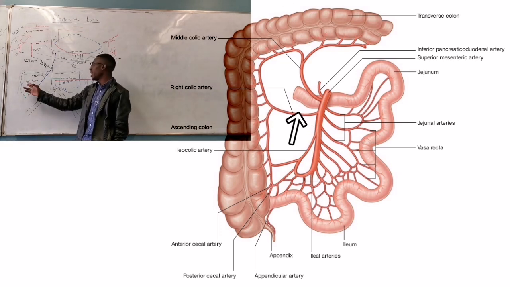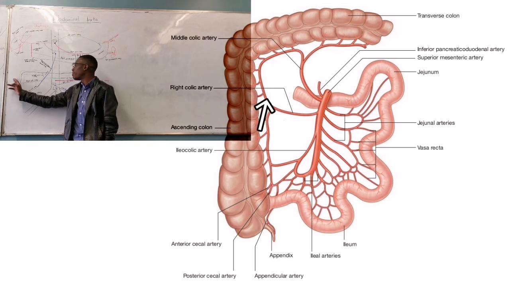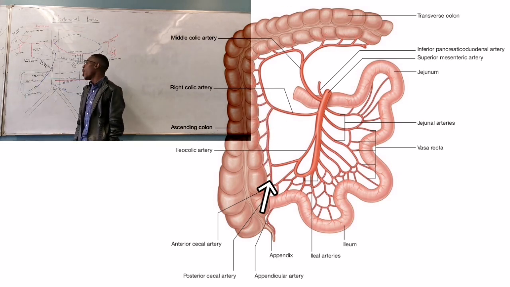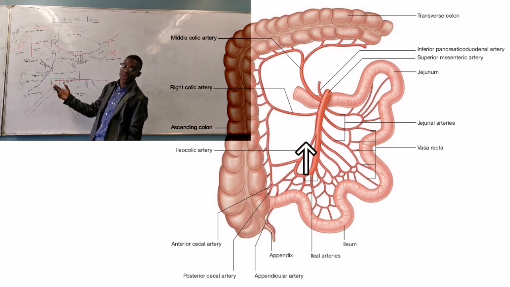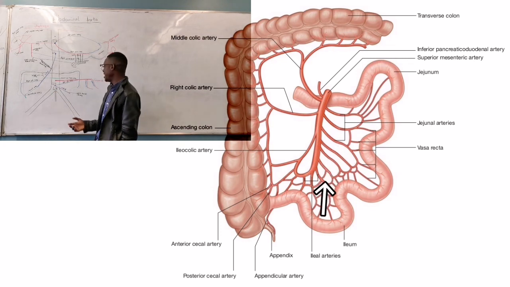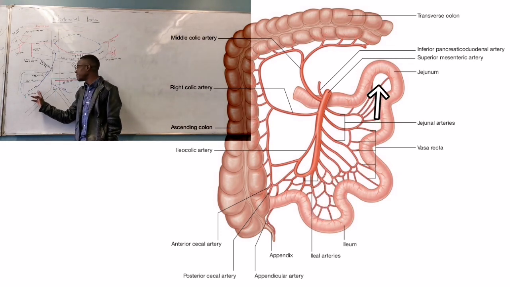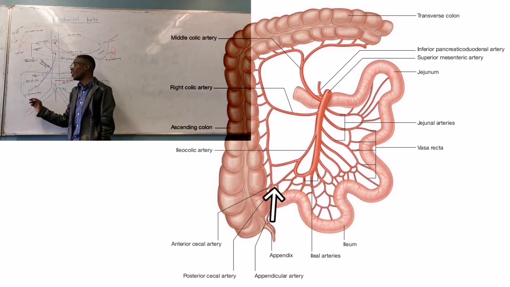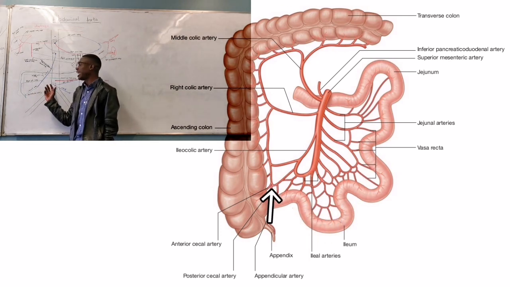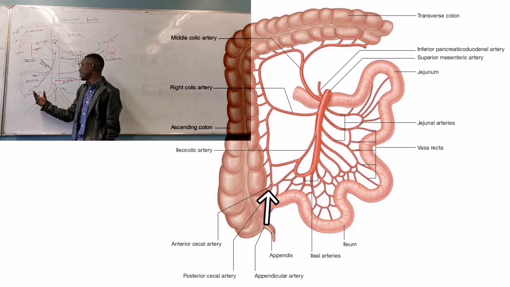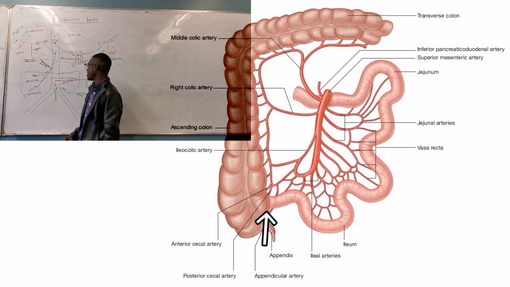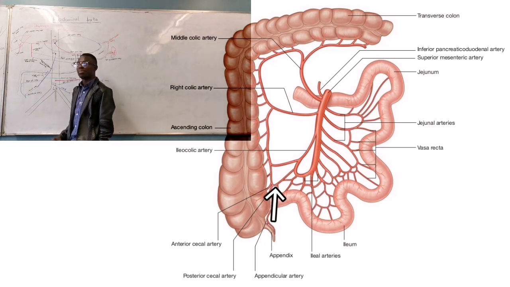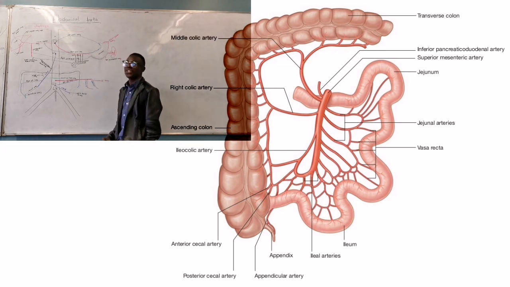The right colic artery is going to give an ascending branch and a descending branch that will supply the what? The ascending colon. And then it's going to give what's called the jejunal and ileal arteries that are going to supply the jejunum, right? And then terminally, it's going to terminate by giving what's called an ileocolic artery. The ileocolic artery is going to give the cecal artery. The cecal artery, we're going to have posterior and anterior. The posterior is going to give what you call an appendicular artery that supplies the appendix. So basically, that is the course and branches of the superior mesenteric artery.